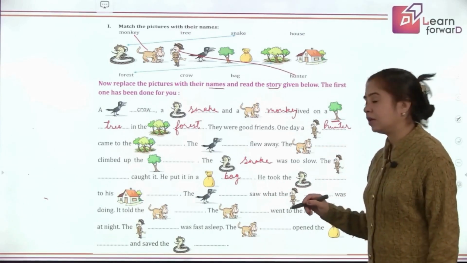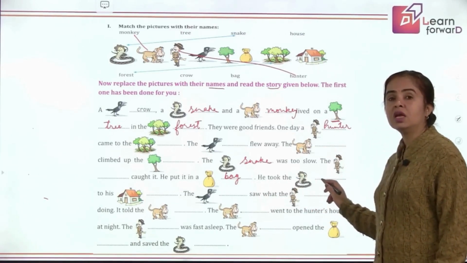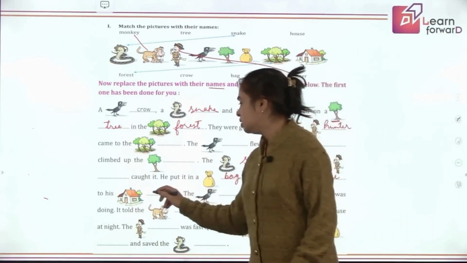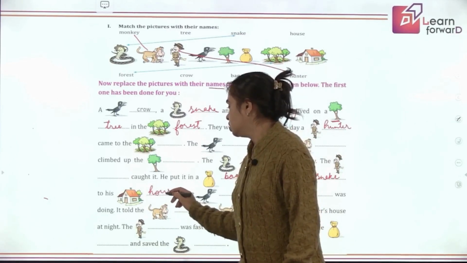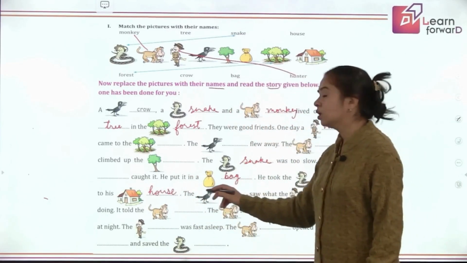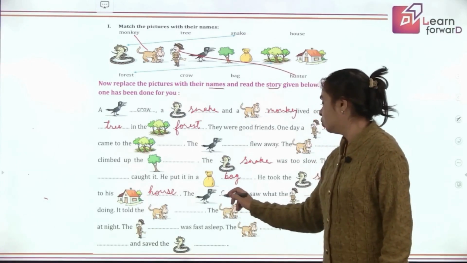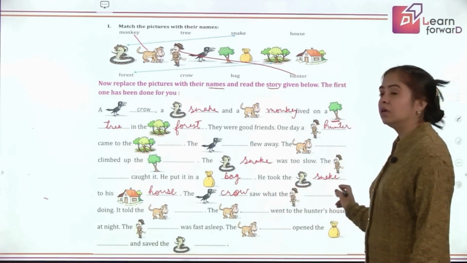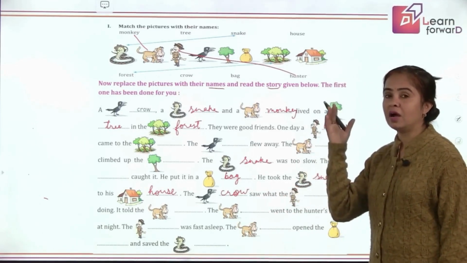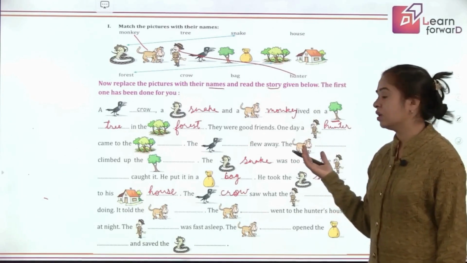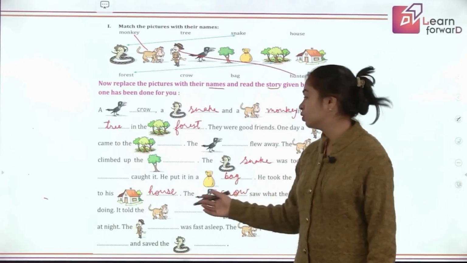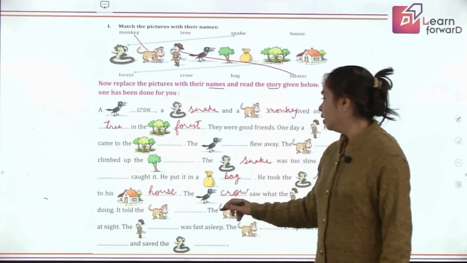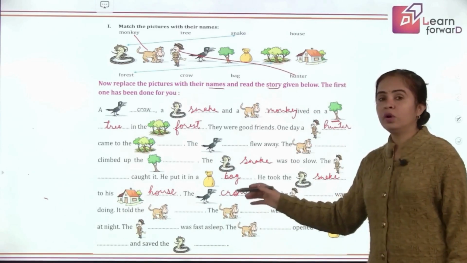What happened then? He took the snake to his, what is it? What picture do you see there? Yes, he took the snake to his house. What did the crow do? Let's see. The crow saw what the hunter was doing. He was flying up, so he could see, he could fly anywhere and he could see what the hunter was doing. And it told everything to the monkey.